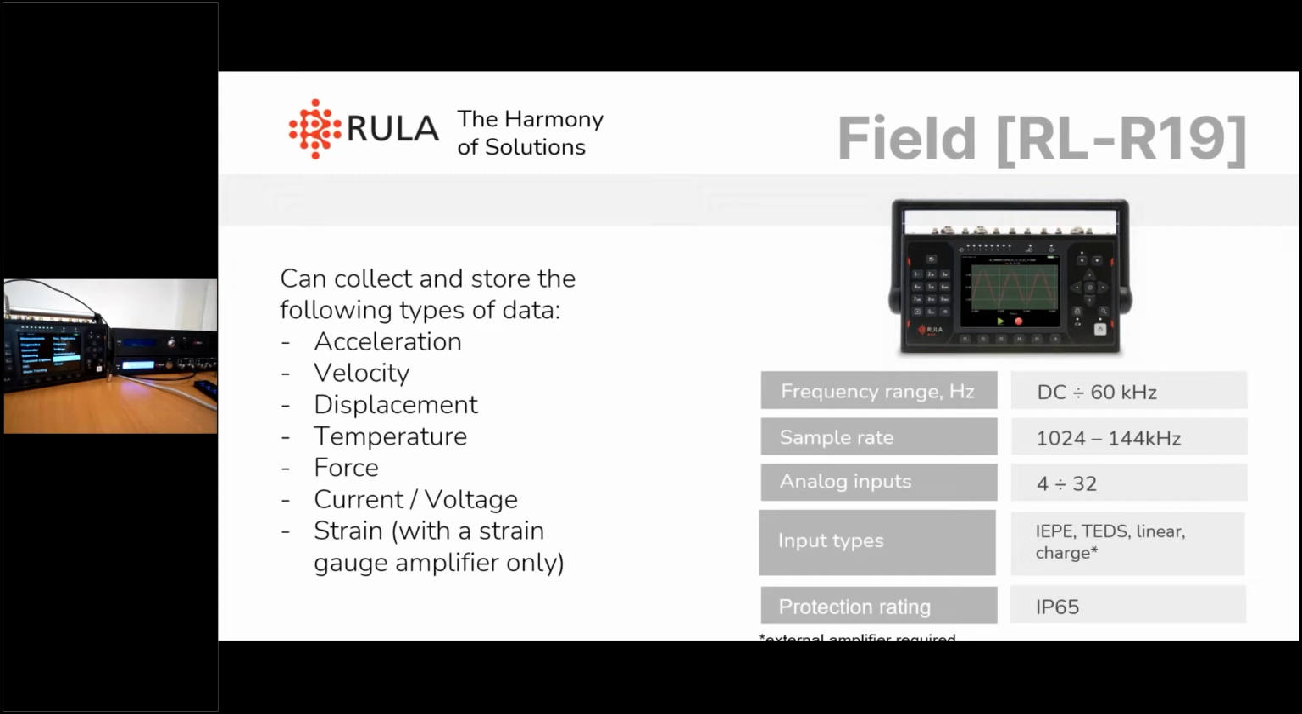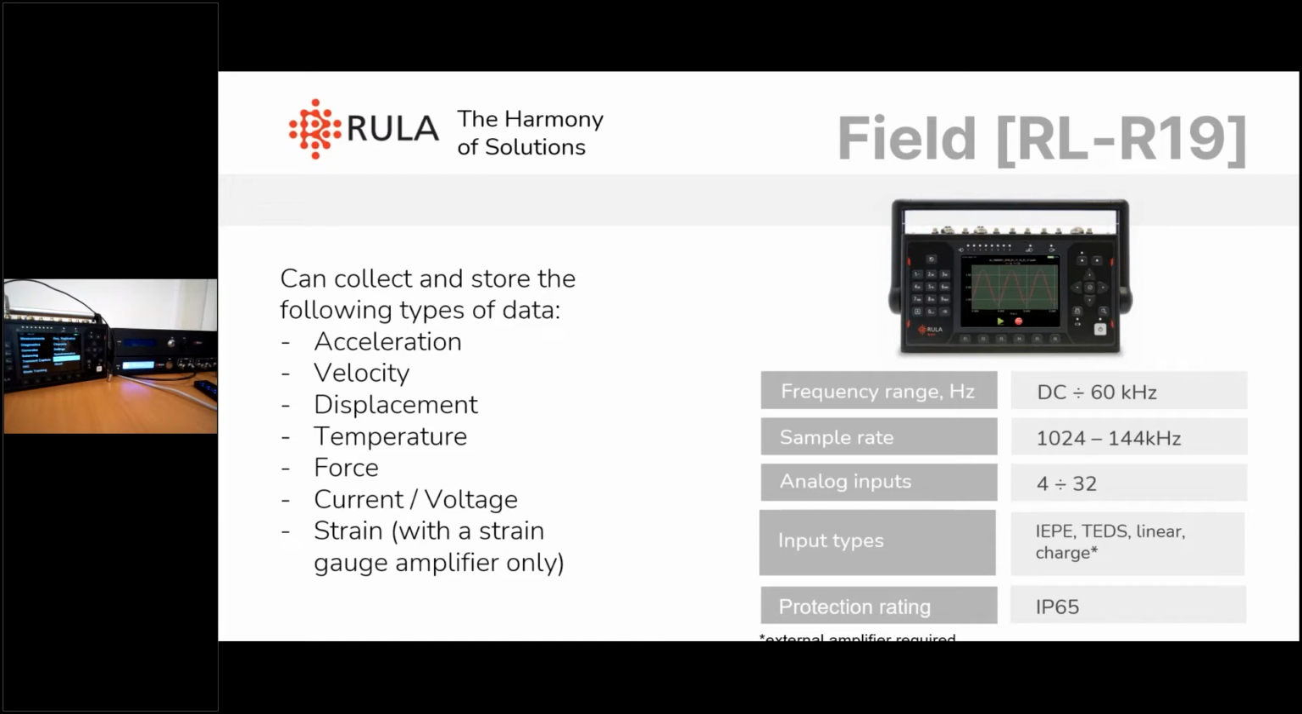It has up to 8 measuring channels, and you can sync 4 devices to get 32 channels out of it. Frequency ranges from DC to 60 kHz, with a sample rate up to 144 kHz. RLR19 can function autonomously and record data using the internal software, or work online while connected to the PC. The device works with IEPE and linear sensors by default. You can also connect a charge sensor using an external amplifier.